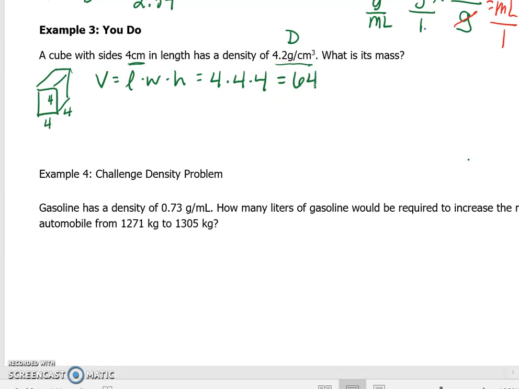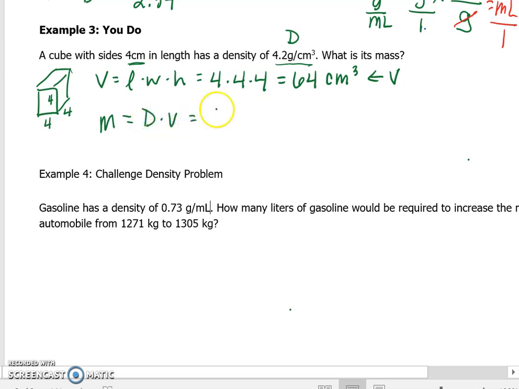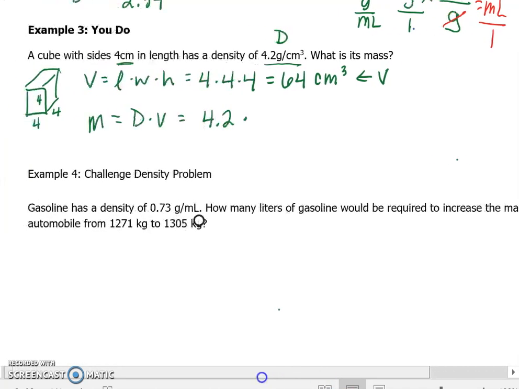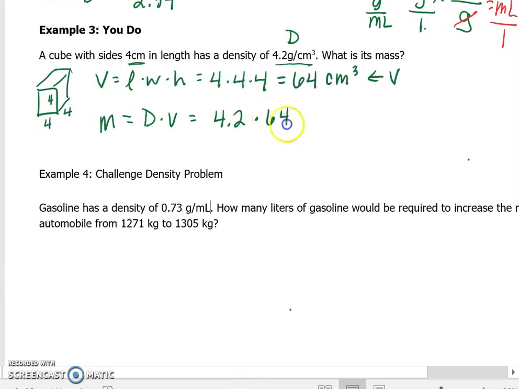And my unit, as we talked about earlier, centimeters times centimeters times centimeters, gives me the unit of centimeters cubed. So now I can actually start my density problem, because now I have volume in the correct units. So mass, if you remember from the front, equals density times volume, and my density is 4.2 times volume, which I just found was 64.